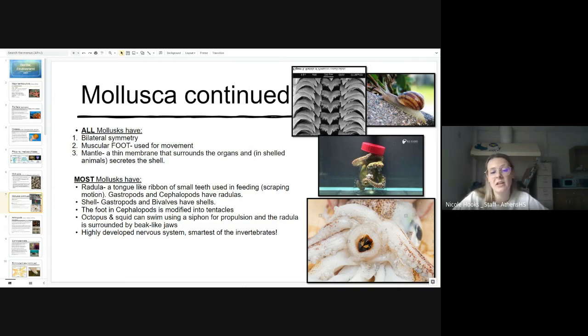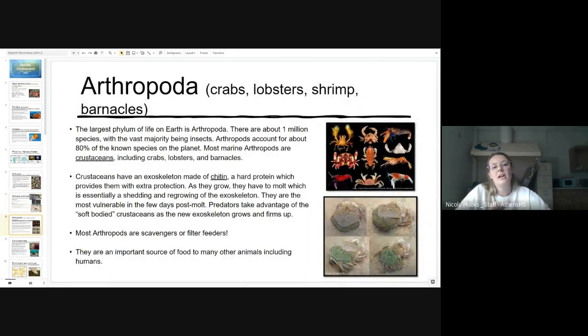And then lastly, some mollusks have a very highly developed nervous system, like our cephalopods, and they are some of the smartest invertebrates. So they don't even have a vertebrae or a nervous system going down their spine. They don't have a spine. But they are one of the smartest creatures out there. And hopefully we'll be able to see that in some of the videos that we watch, Blue Planet and things like that.